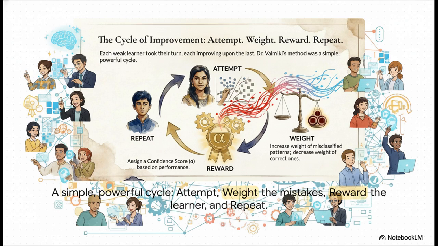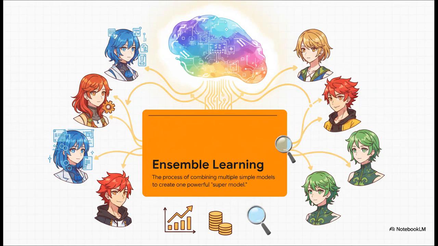This creates a team of specialists that, when they work together, can solve a problem no single expert could ever crack alone. This core idea, this process of combining a bunch of models to create one supermodel, is called ensemble learning. It's all based on the principle that a collective decision is way better than any single opinion. And it also happens to power another really famous model.